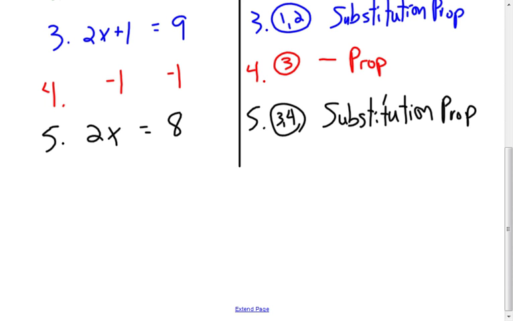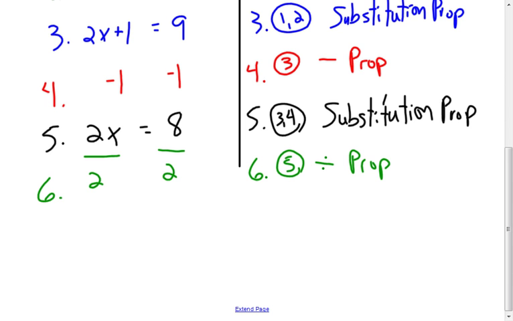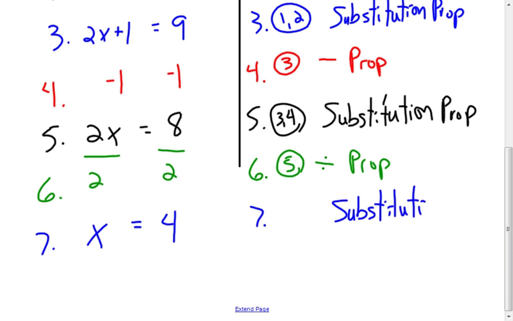Moving on, in line 6, I'm going to divide both sides by 2 to get rid of the 2 in front of the x. That will give me the division property. And I needed line 5 to be able to do this. And then last but not least, I'm going to do my simplifying or substituting. So 2x divided by 2 is x, 8 divided by 2 is 4, and my line 7 is going to be the substitution property again. And I needed line 5 and line 6 to be able to say that.